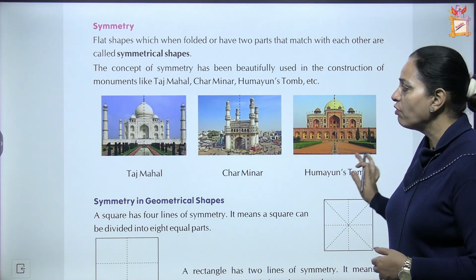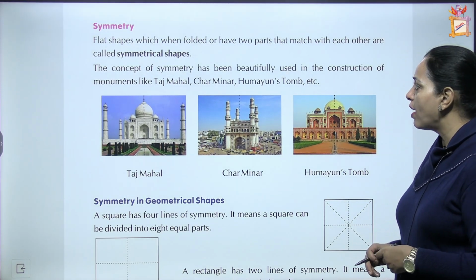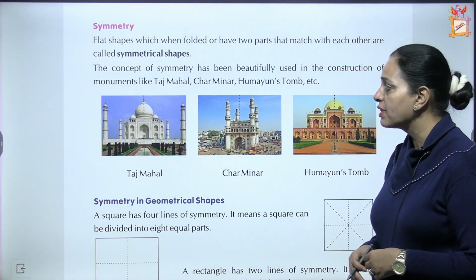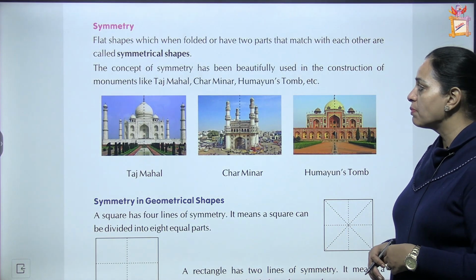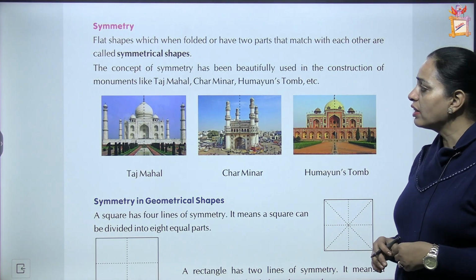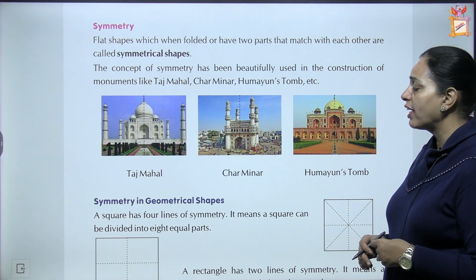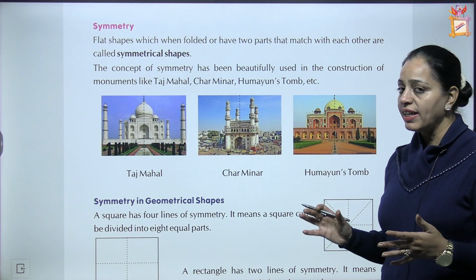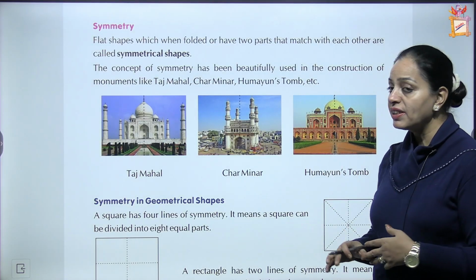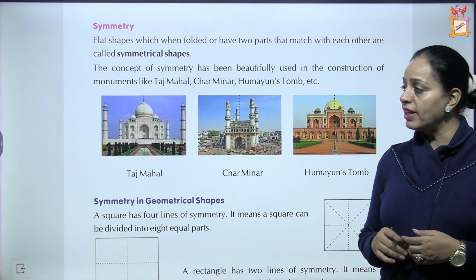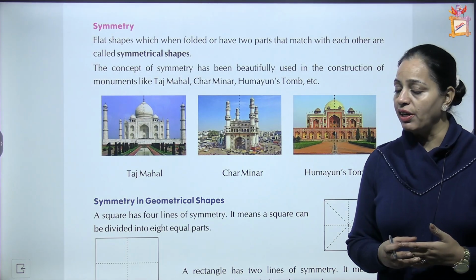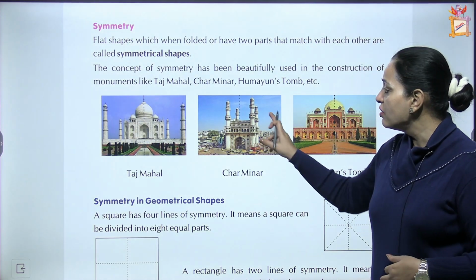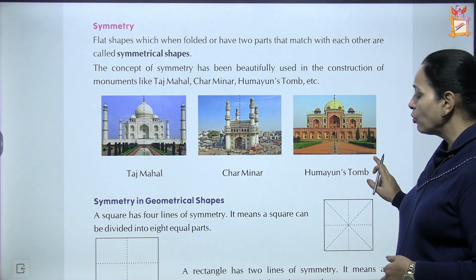Flat shapes which when folded have two parts that match with each other are called symmetrical shapes. The concept of symmetry has been beautifully used in the construction of monuments like Taj Mahal, Charminar, Humayun's tomb, etc. All the monuments, buildings, beautiful buildings, have symmetry. Like this you can see in Taj Mahal we have symmetry, Charminar, Humayun's tomb.